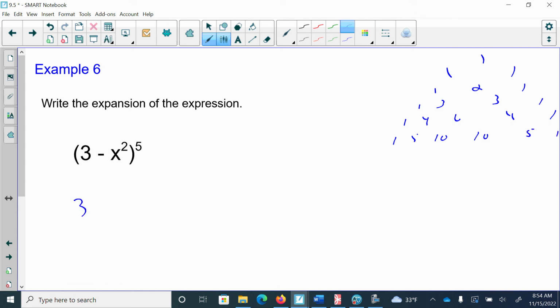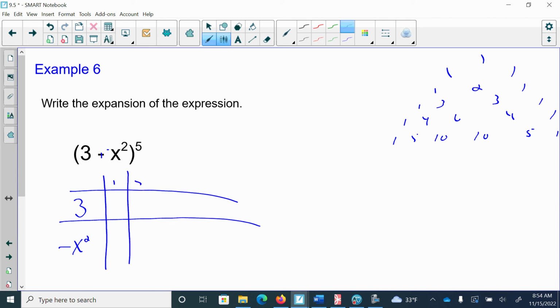My one term is 3. My other term is going to be negative x squared, because I'm going to think of this as plus negative x squared. And I just found my coefficients to be 1, 5, 10, 10, 5, and 1. Remember, this second coefficient has to match the power.